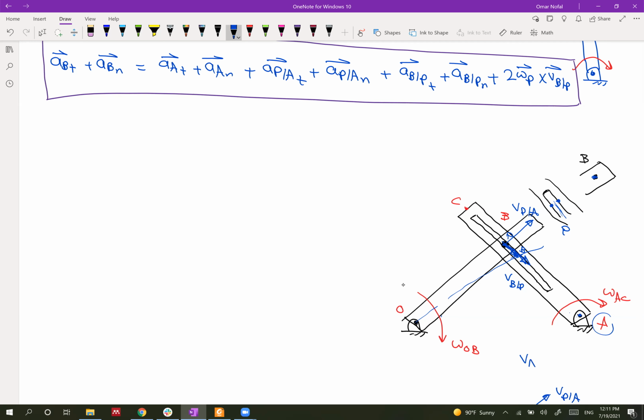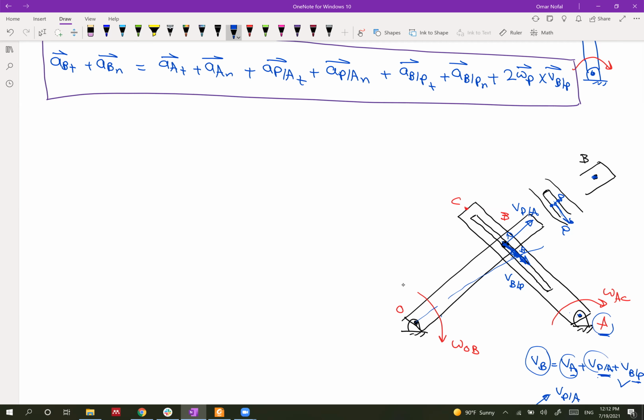So now you have all the terms. VB equals VA plus VB with respect to A plus VB with respect to B. VA is equal to 0. VB with respect to A is in this direction, because the groove is here, and this is point P, and the other point is moving in this way. So you know the direction of this velocity, and VB with respect to B, we got it, so you can get VB.